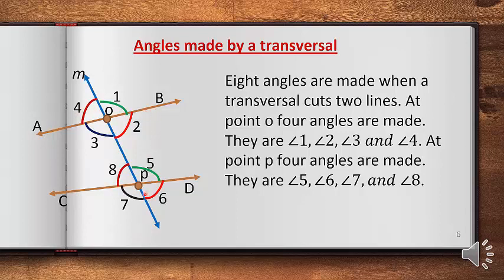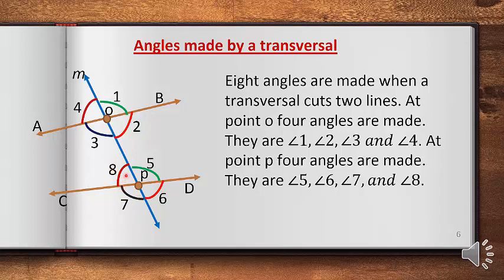And also children, angle 5 and angle 6 too form a linear pair since M is a straight line. Angle 6 and angle 7 too form a linear pair since line CD is a straight line. Angle 7 and angle 8 too form a linear pair since M is a straight line.